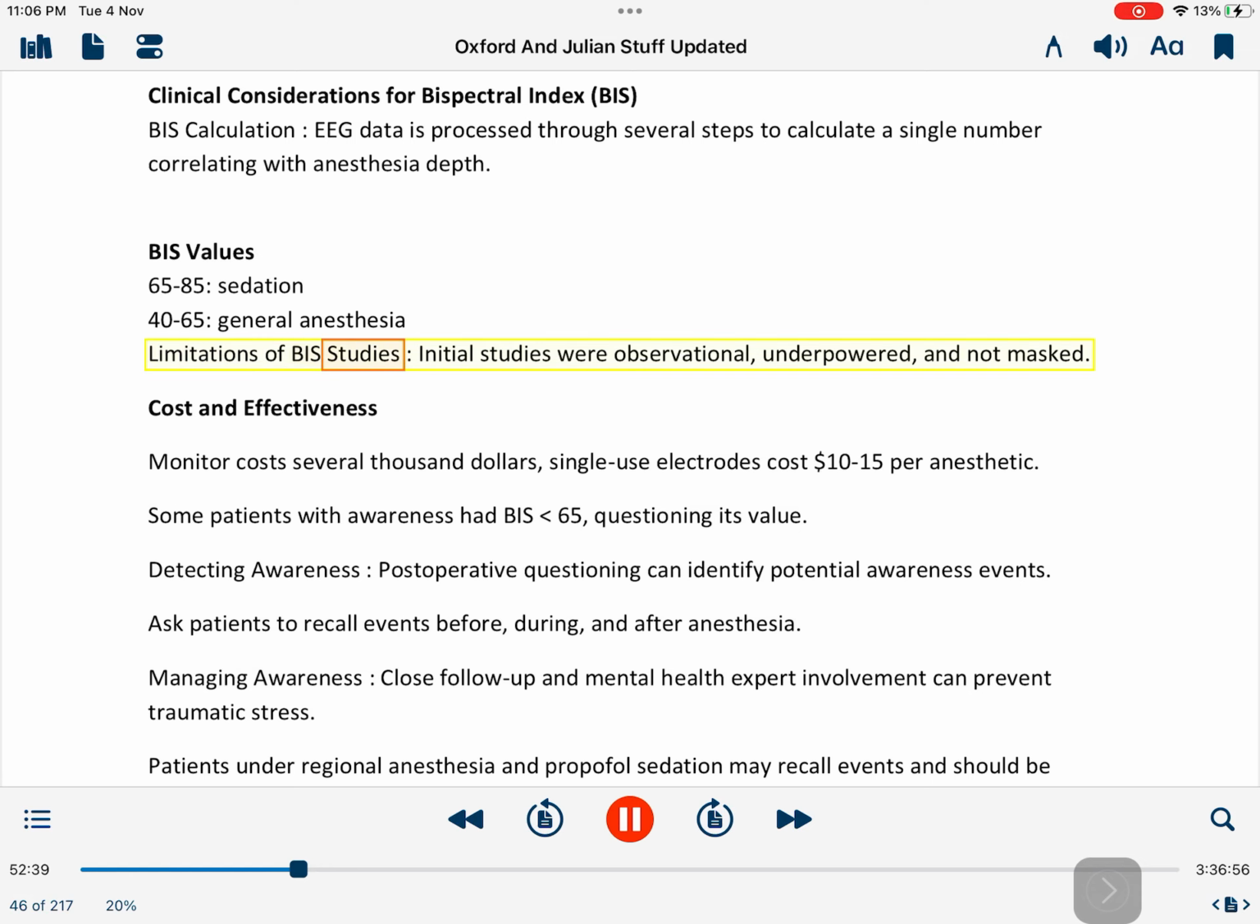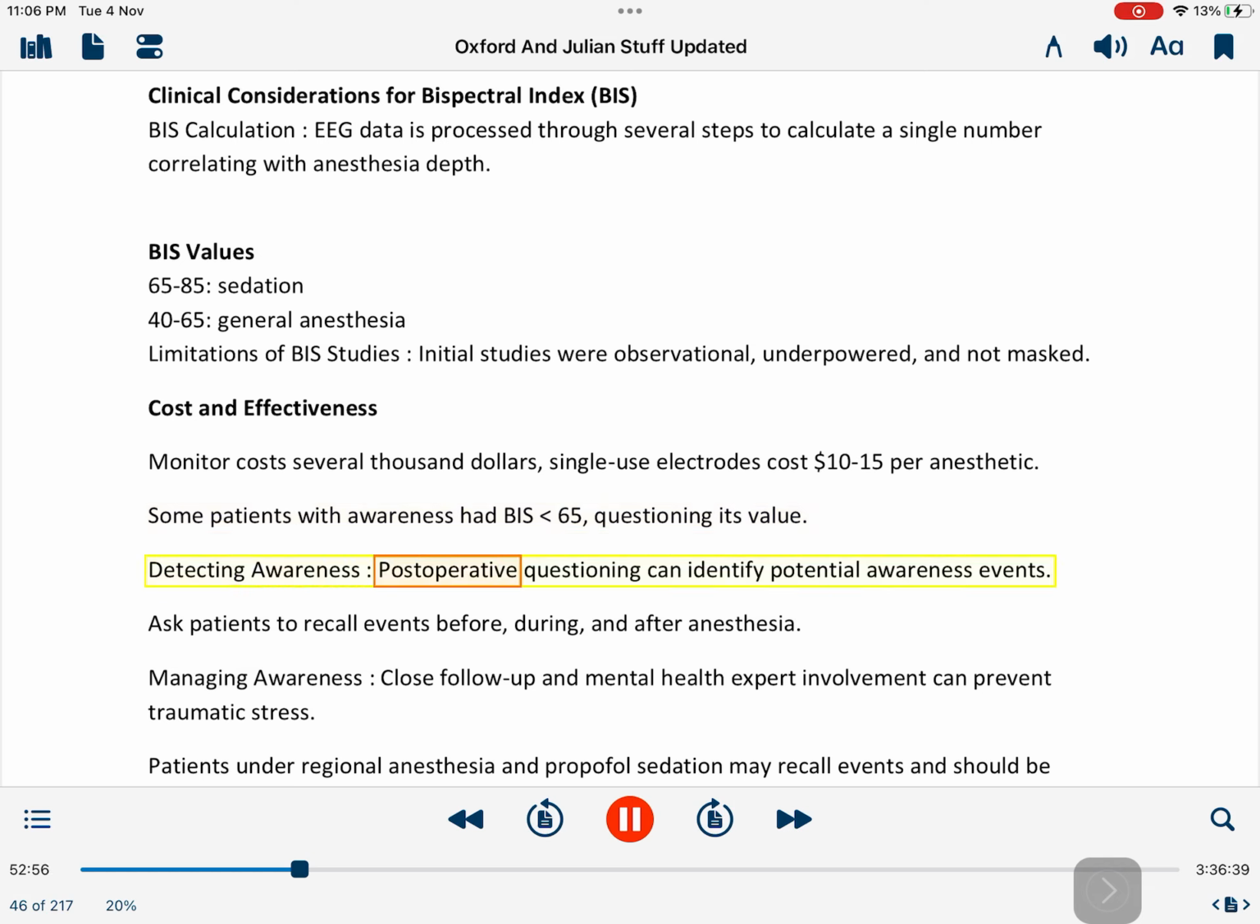Limitations of BIS: initial studies were observational, underpowered, and not masked. Cost and effectiveness: the monitor costs several $1,000s, and single-use electrodes cost $10–15 per anesthetic. Some patients with awareness had BIS below 65, questioning its value.